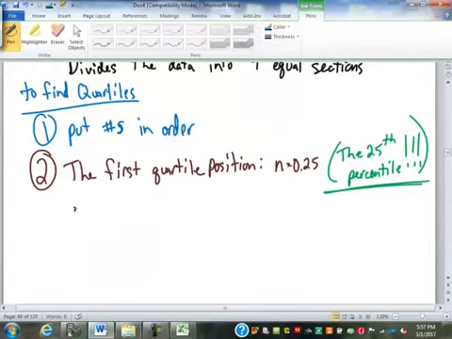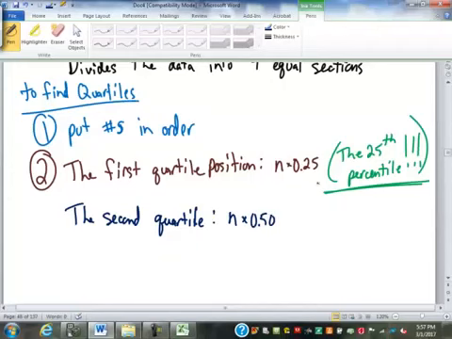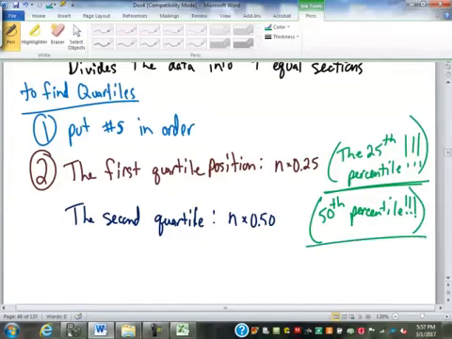For the second quartile, anybody want to guess? n times 0.50. In other words, the 50th percentile. By the way, is there anything else you know of where you take n times 0.5? It's also the median. The median is your 50th percentile. It's also your second quartile.